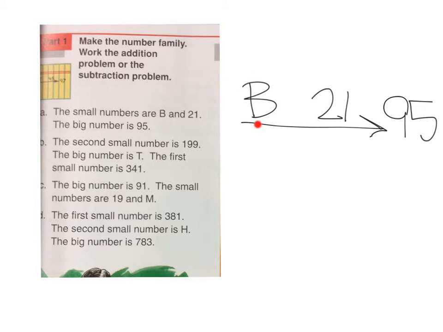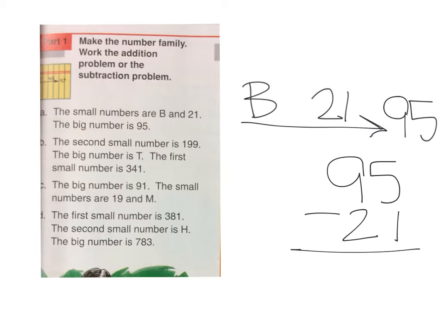So if I know that B is a small number, I need to subtract. So then I set it up as a subtraction problem, starting with my big number. And 5 minus 1 is 4. Okay, so then I go back and I cross out my letter. And I know that B really stands for 74. So go ahead and finish these.